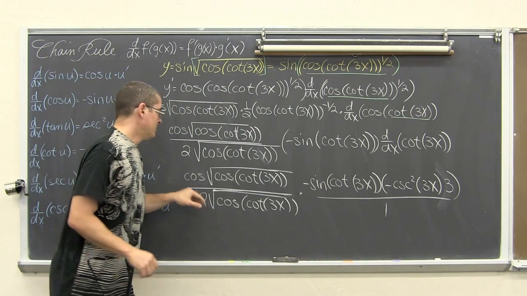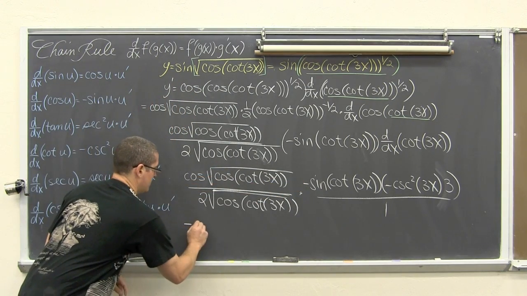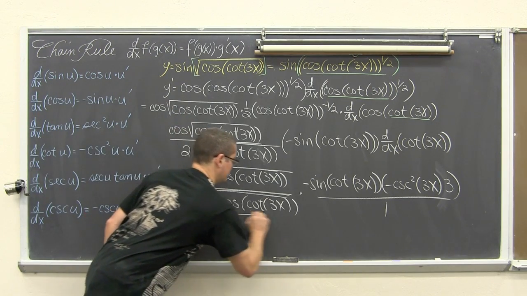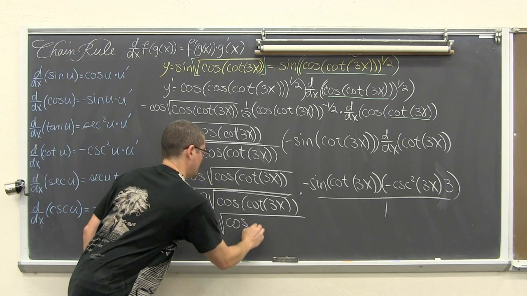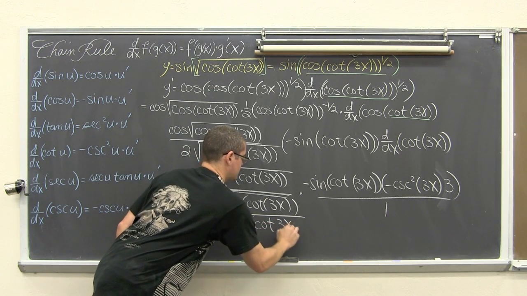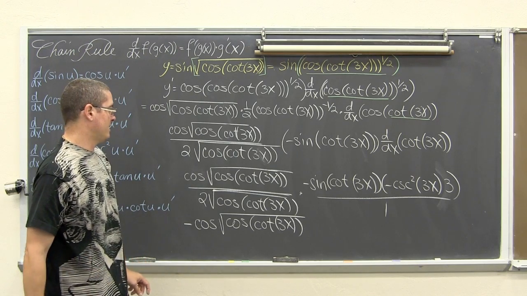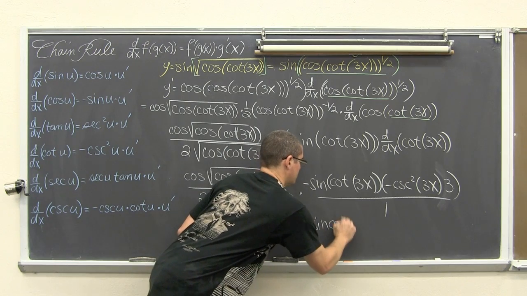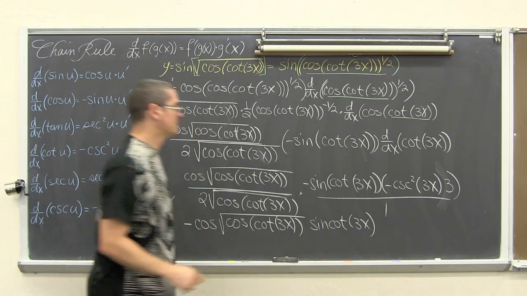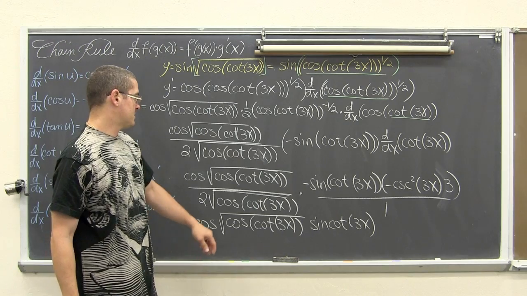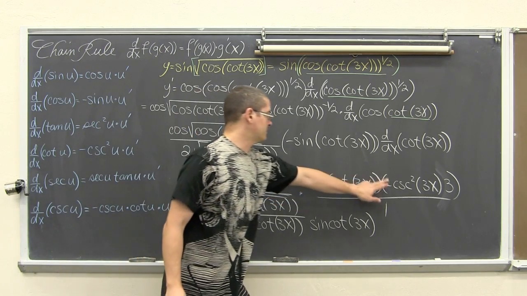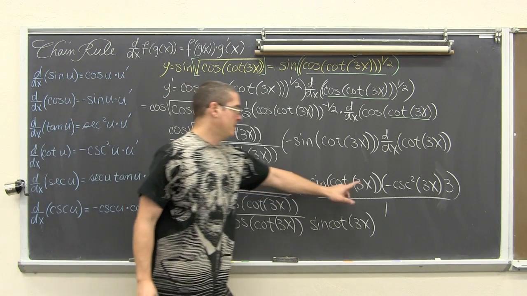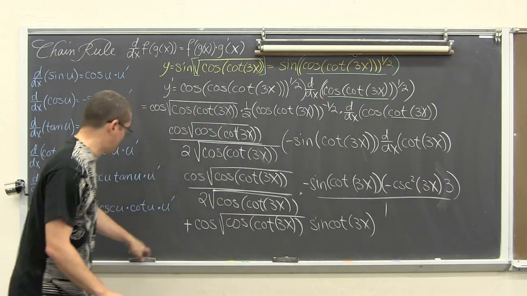So let's go ahead and take this negative out front. So we have negative cosine of the square root of the cosine cotangent 3x. This is your extra credit problem right here. Sine cotangent 3x. And let's see here. Oh, there's another negative. So negative times negative is positive. So that's not going to go away. And we've got a multiple of 3. So let's go ahead and bring that out front.